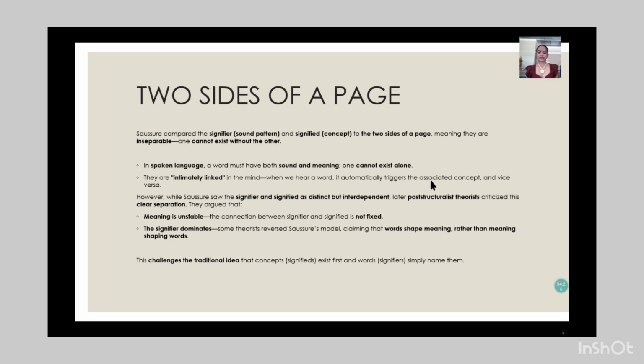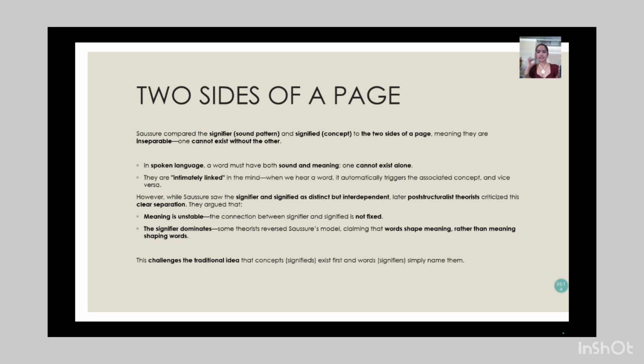Let's continue with the Saussurean model: two sides of a page. Saussure compared the signifier, or sound pattern, and the signified, or concept, to two sides of a page, meaning they are inseparable. One cannot exist without the other. In spoken language, a word must have both sound and meaning, and neither can exist alone. They are intimately linked in the mind. When we hear a word, it automatically triggers the associated concept and vice versa.